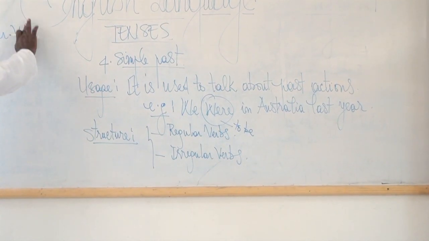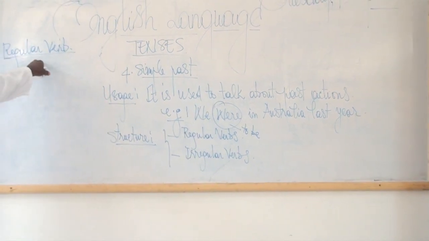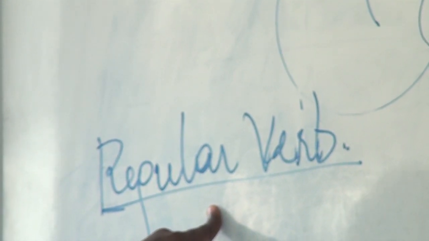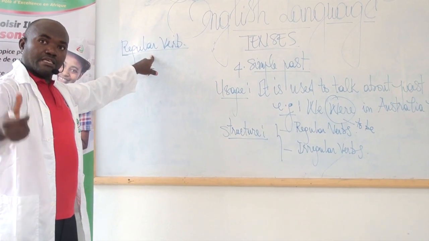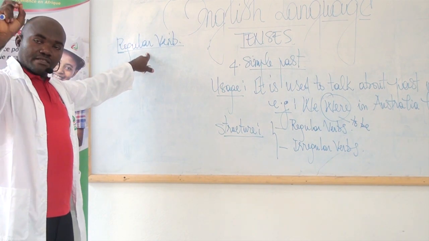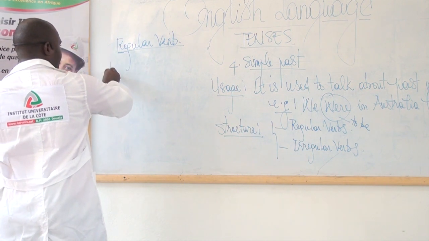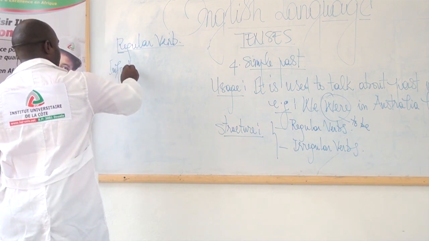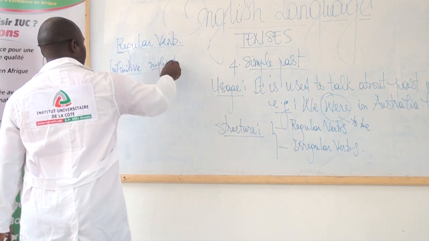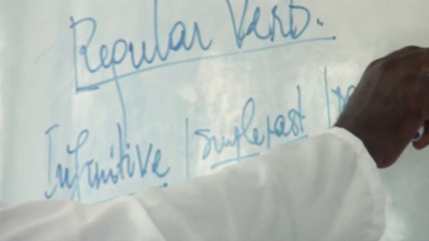What is a regular verb? A regular verb is a verb that in the past and past participle takes d, ed, or ied. Past and past participle. For example, if we take a verb, this is infinitive, this is simple past, and this is past participle.